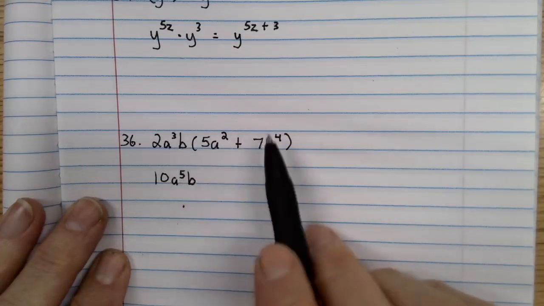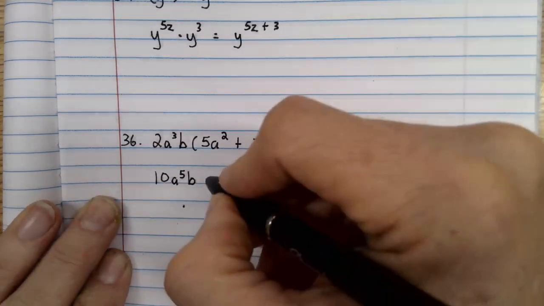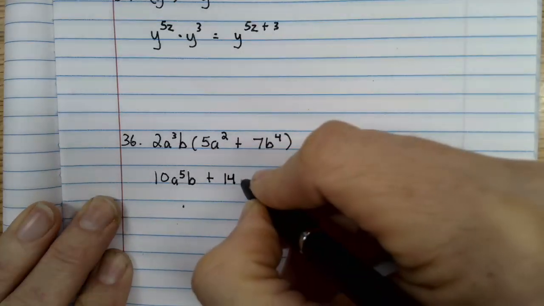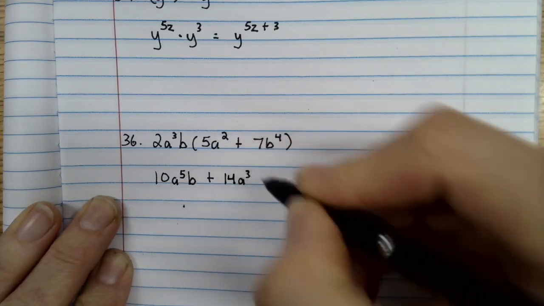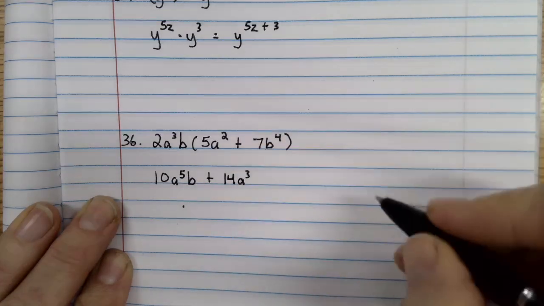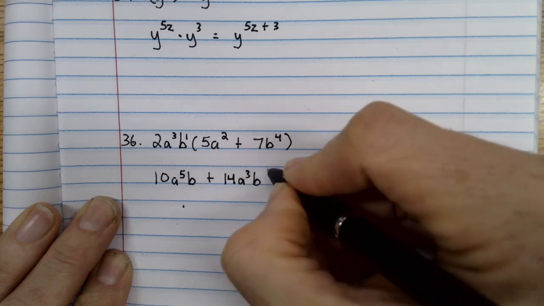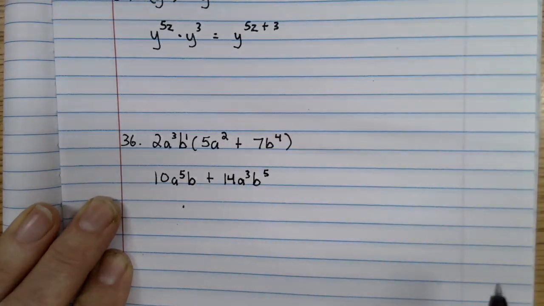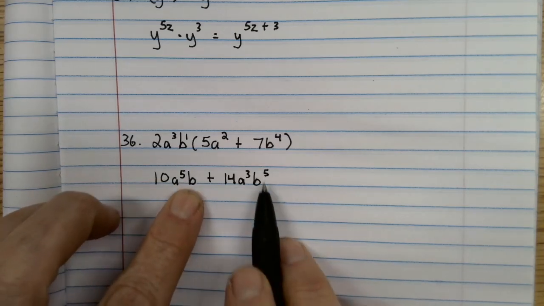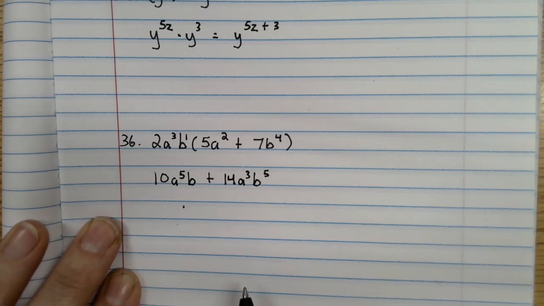So, no a's here, so the a is going to stay a to the 3. What's 2 times 7? That is 14. Like I said, there's no a's, so there's still a to the 3rd. And then we've got b times b to the 4th. Remember, b is like b to the 1, so that's going to be b to the 5th. And again, because these aren't like terms, the exponents aren't the same, there's nothing more we can do to simplify 36.